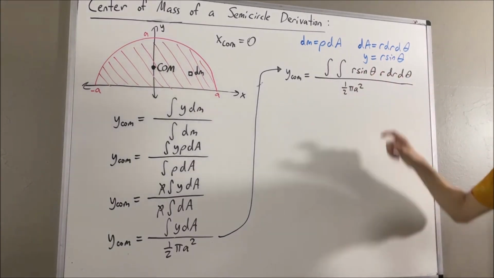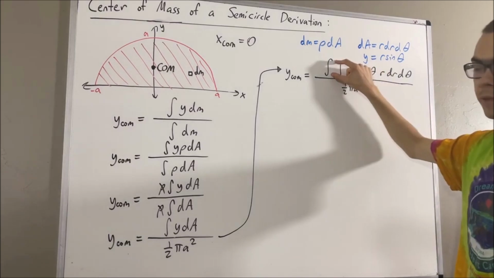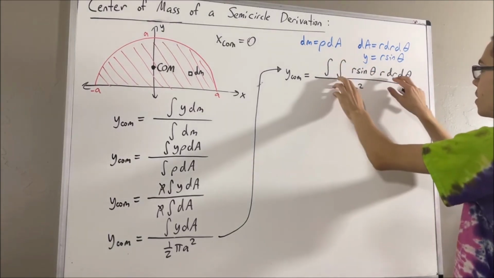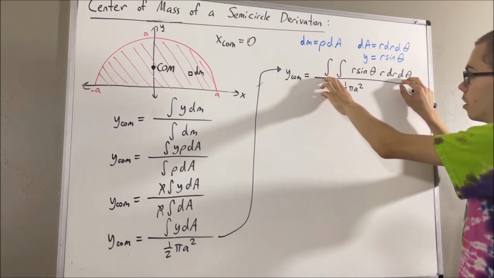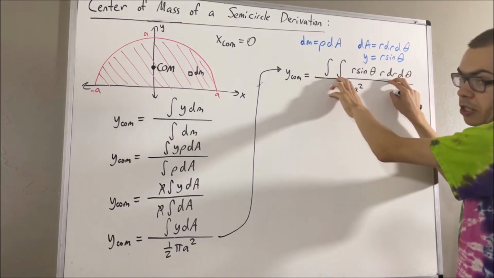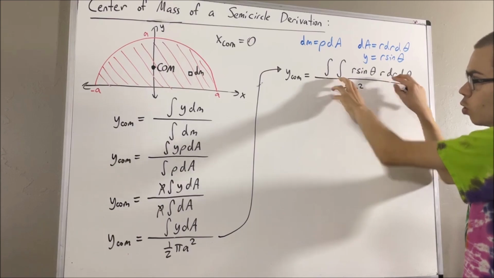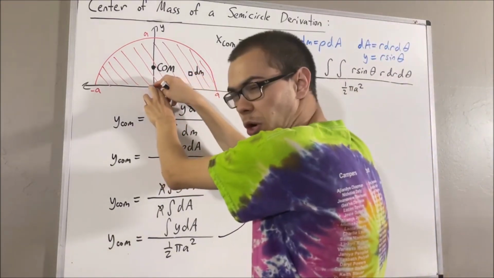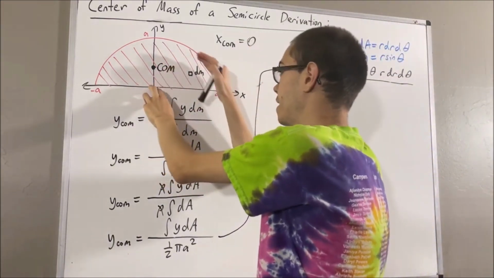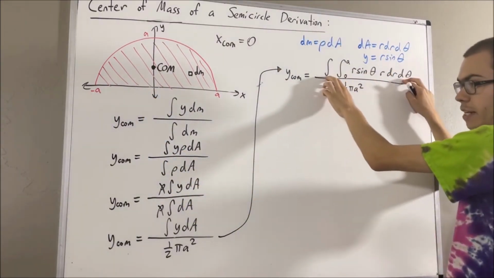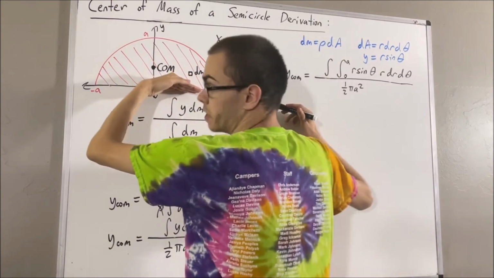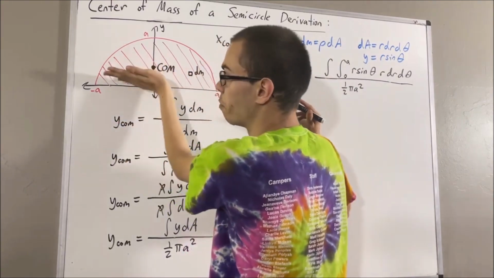But now we have to figure out what our bounds of integration are going to be. Remember, this integral is with respect to r, and this integral is with respect to theta. Let's start with our integral with respect to r. We're integrating from a radius of 0 to a radius of a. As for our integral with respect to theta, we're integrating from an angle of 0 radians to an angle of pi radians.